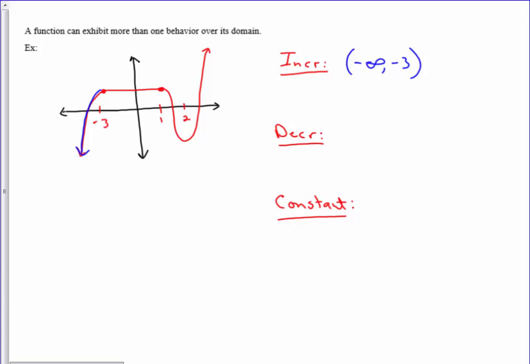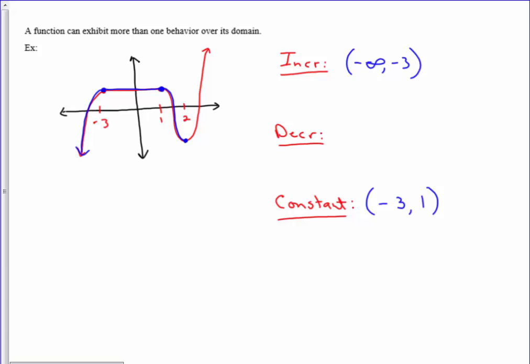graph or not. From there, we have a constant behavior. Describing the constant behavior, I only look at the X values. That constant behavior starts at negative 3 and stops at positive 1. Once again, we will always use parentheses around these two endpoints, even though the actual points are included on the graph. From here, looking at the next piece, we have a decreasing behavior going down to this point.